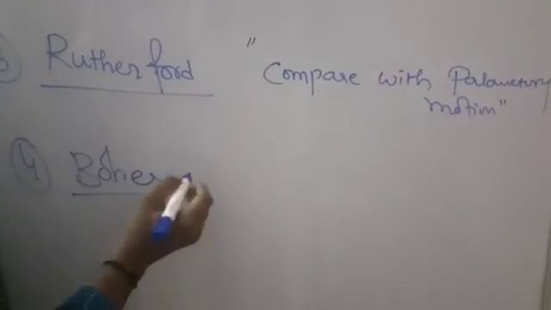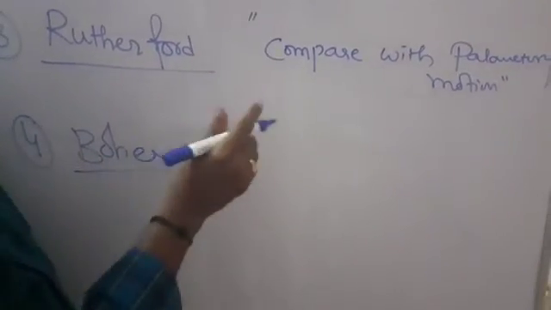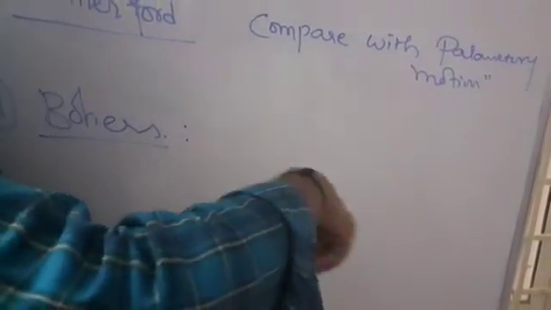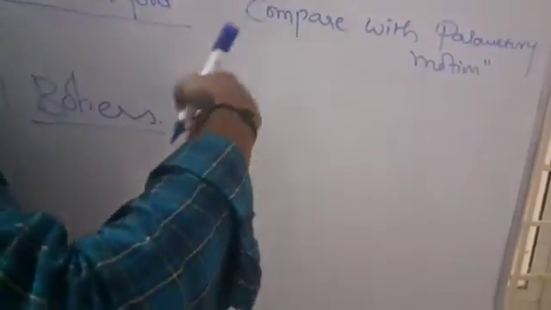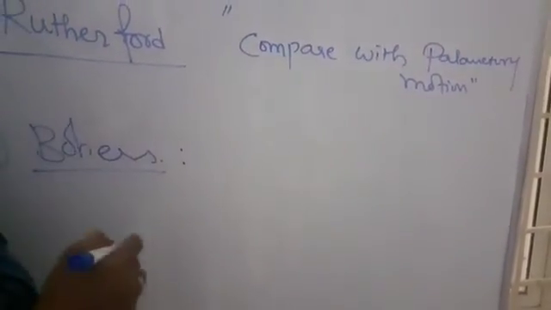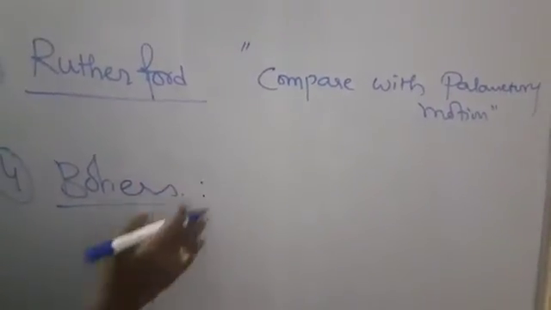Then according to Bohr's theory, electrons revolve around the nucleus in fixed orbits. They are called stationary orbits. Next, we will discuss them one by one.